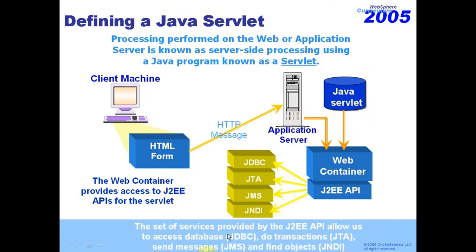A set of services is provided by the J2EE API. So these are different services provided by the J2EE API. These are 4 services, but there are many services which are part of this J2EE API. To access a database, JDBC; to do a transaction, JTA; to send a message, JMS; and to find an object, JNDI. So for different applications and different usage, we have different services.